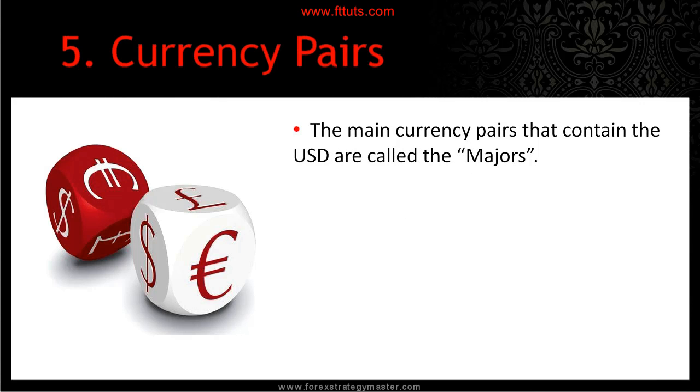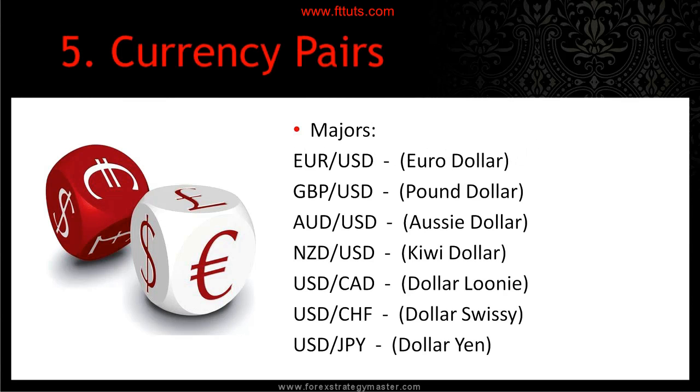The main currency pairs that contain the USD are called the majors. Some examples of the majors. Well, these are essentially the majors. When we're trading the majors, you're going to hear that traders are trading the majors, are sticking to the majors, or the majors are reflecting some strength. These are the currency pairs that they're talking about.